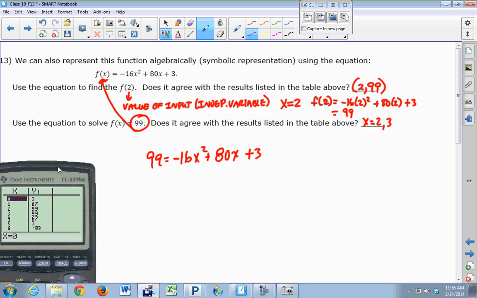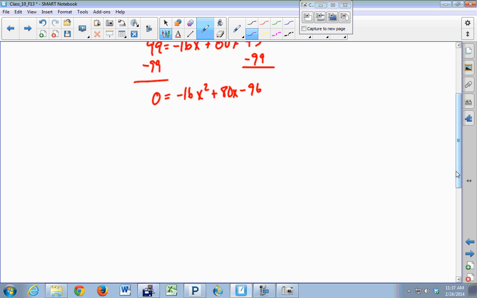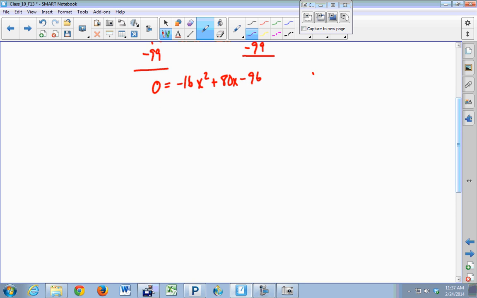Why not? We subtract 99 from both sides to get 0 on one side, and we get negative 16x squared plus 80x minus 96. I don't know about you, I don't want to factor that, and I particularly don't want to put it in my quadratic equation. So is there any way I can simplify this? Well, is there a greatest common factor all the way across? With a little bit of effort, I always try.